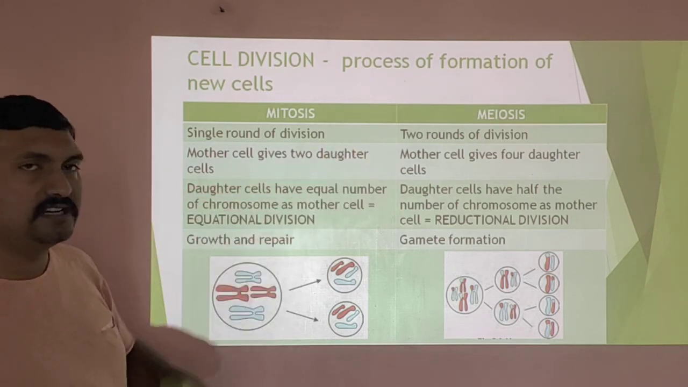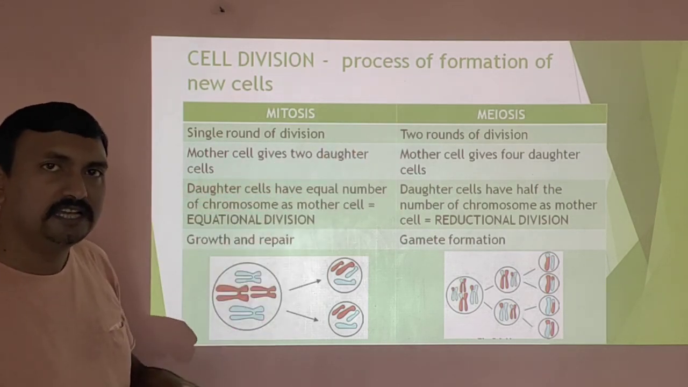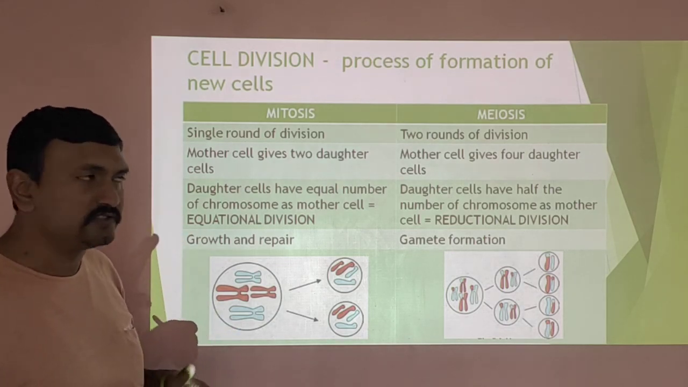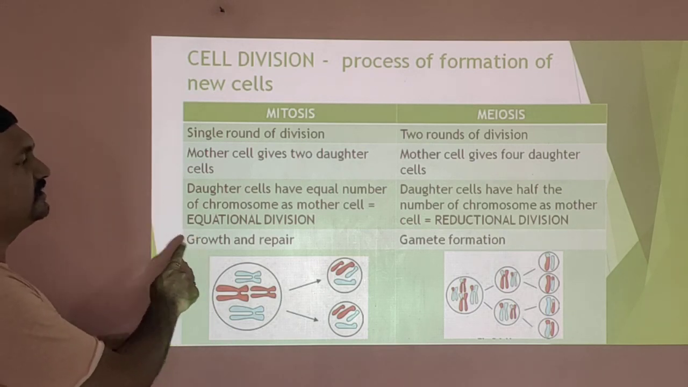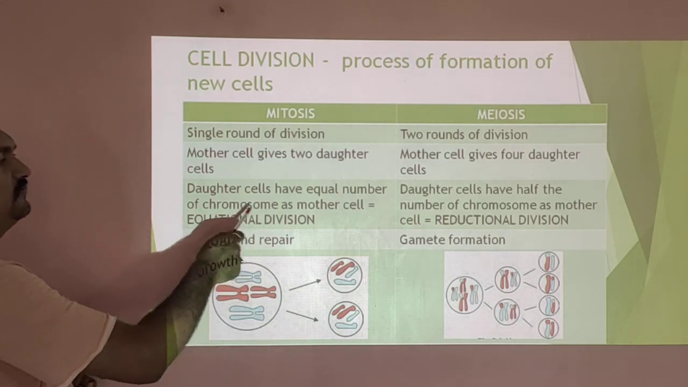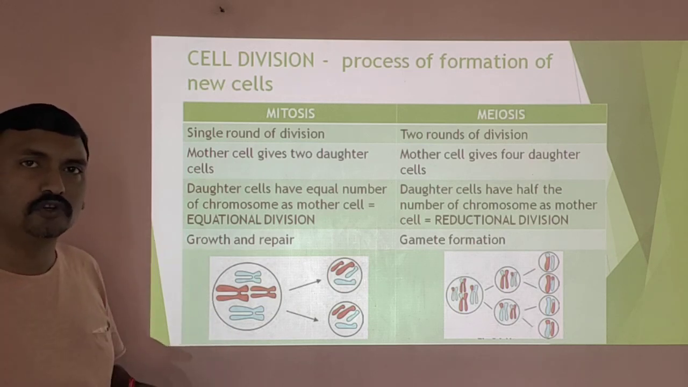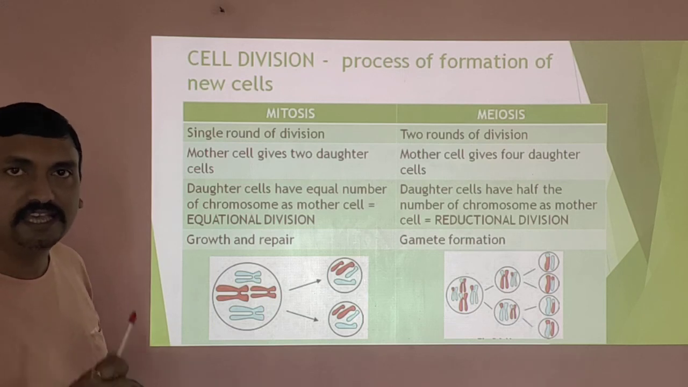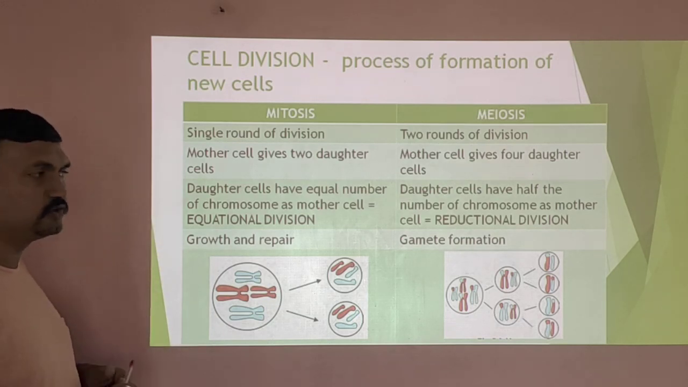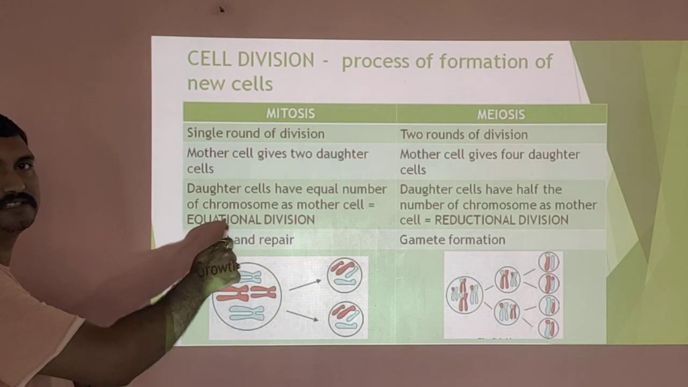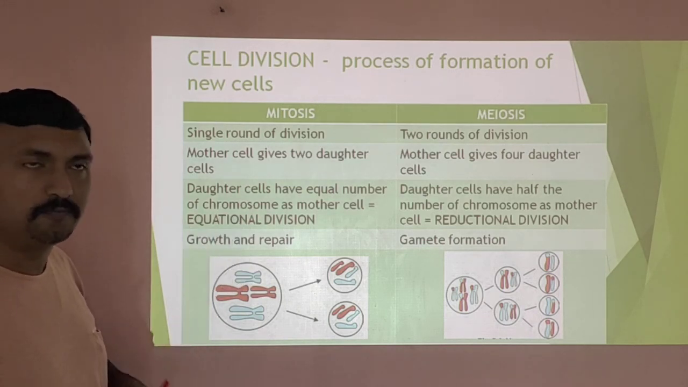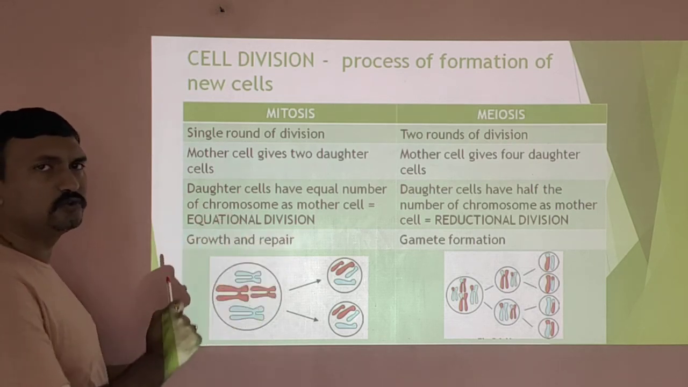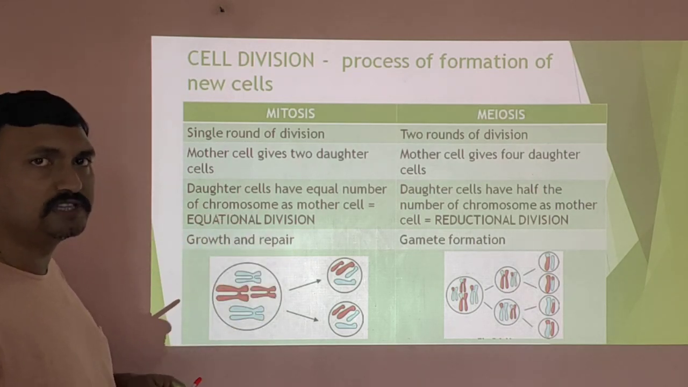In meiosis, that mother cell will divide first once, give 2 daughter cells. They again divide to give finally 4 daughter cells. So, these 2 daughter cells in mitosis will have an equal number of chromosomes, and that is why this type of division is also called an equational division. Remember this word. If you remember this word, you can easily understand this particular difference, which is very important. Equational division means the daughter cells will have an equal number of chromosomes as the mother cell.